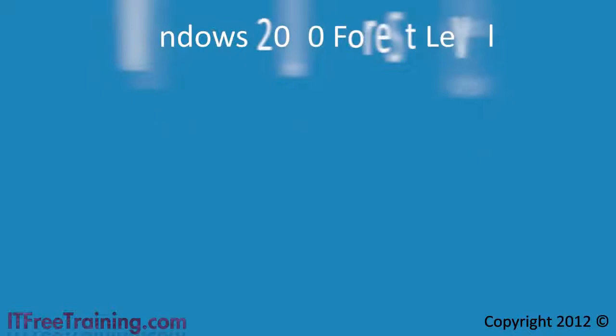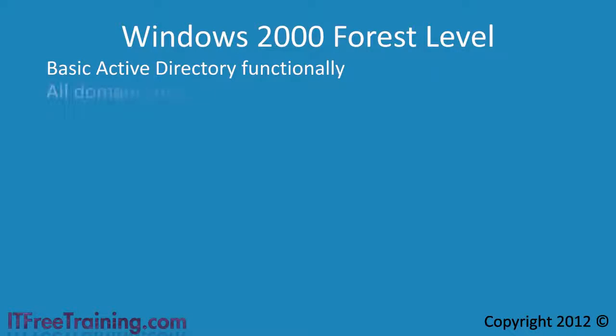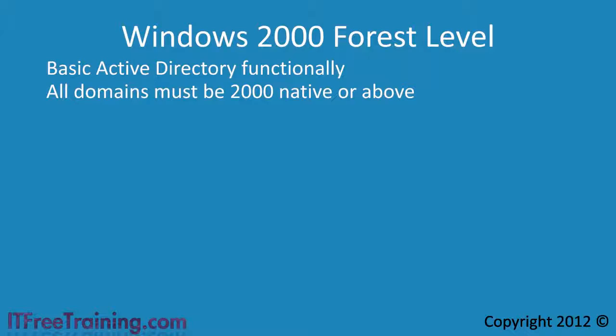The first forest level that I want to look at is Windows Server 2000 forest level. This forest level gives basic Active Directory functionality. In order to have this level, all of your domains in your forest must be Windows Server 2000 native or above. In other words, you cannot have any NT4 domain controllers.